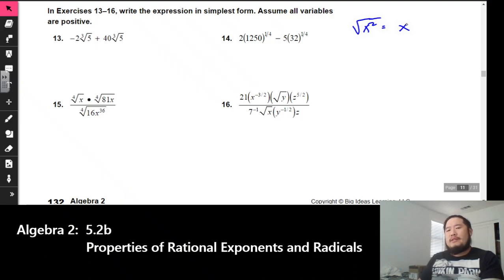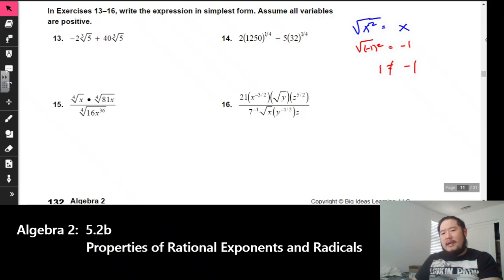The problem here is this. What if I plug in negative 1? So what we're saying is if x is equal to negative 1, does that equal negative 1? Well, 1 squared is 1, the square root of 1 is 1. What I see right here is that those two are not equal to each other.